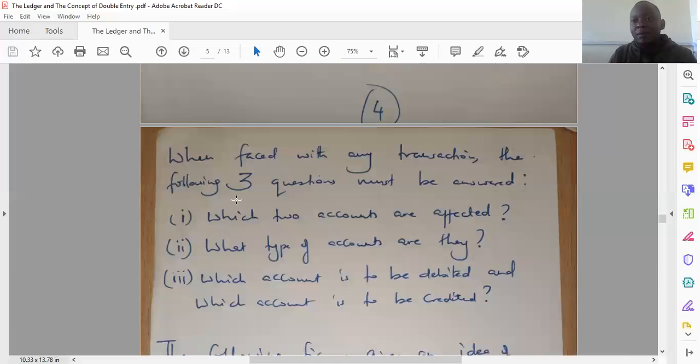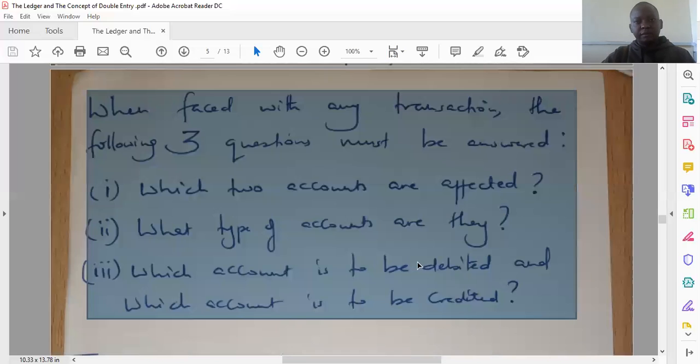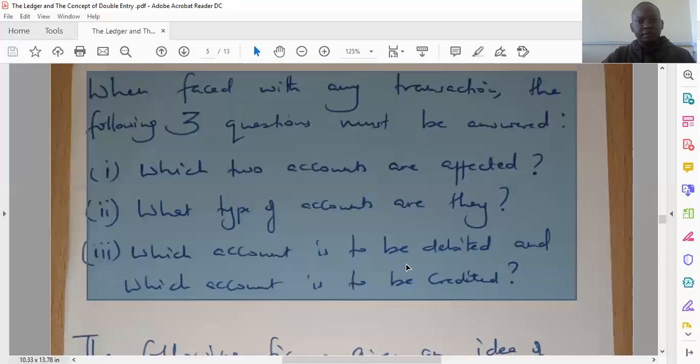So now accounts and double entry. Remember, our main issue here is the concept of double entry, the concept of recording transactions in the books of accounts following the rules of double entry, whereby each transaction will have a dual effect, in which case there must be a debit entry and a corresponding credit entry for every transaction. So the question here is that when faced with any business transaction, the following three questions must be asked and answered.